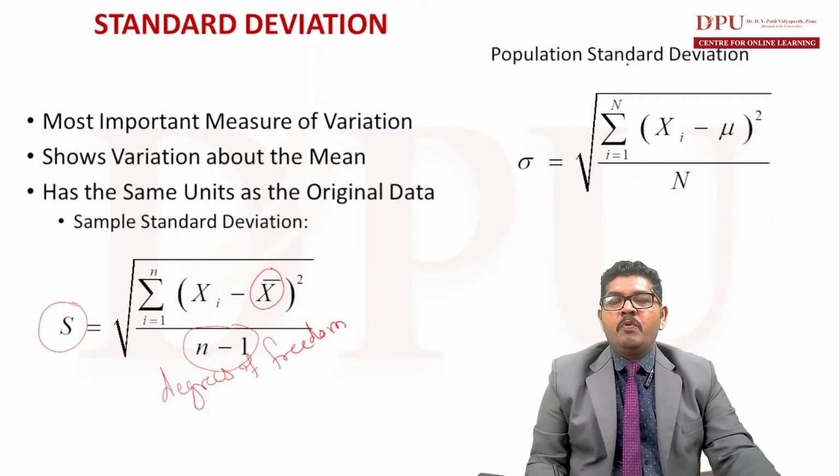And in case of population standard deviation, we have sigma. Sigma is equal to the square root of the summation of (xi minus mu) squared divided by n. Now this mu is nothing but the arithmetic mean of the population. Xi are the individual values in the population. This is the deviation xi minus mu, squared deviation, addition of all the deviations divided by n. So we get the average of deviation and then we find the root of it.